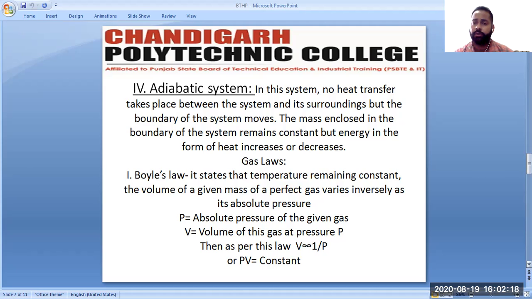So in Boyle's law, it states that temperature remaining constant, the volume of a given mass of a perfect gas varies inversely as its absolute pressure. Let P is absolute pressure of the gas, V is equal to volume. Then as per this law, V is inversely proportional to pressure. So PV is equal to constant. Boyle's law: PV is equal to constant.